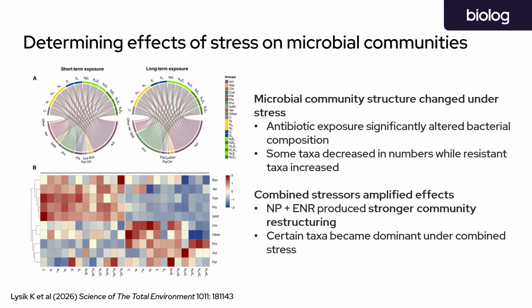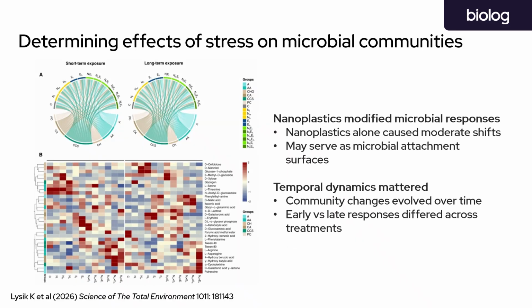And so antibiotic exposure significantly alters the bacterial composition. Some members increase and some members decrease. And so we can see with 16S who is there, who's changing, but it turns out EcoPlates revealed that nanoplastics alone can cause moderate shifts in functional activity. So as early as just adding nanoplastics without antibiotics, you already start to see shifts in the community.